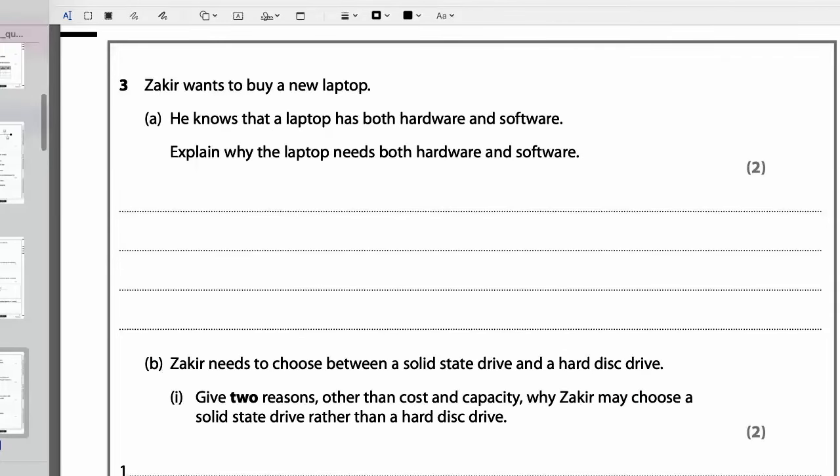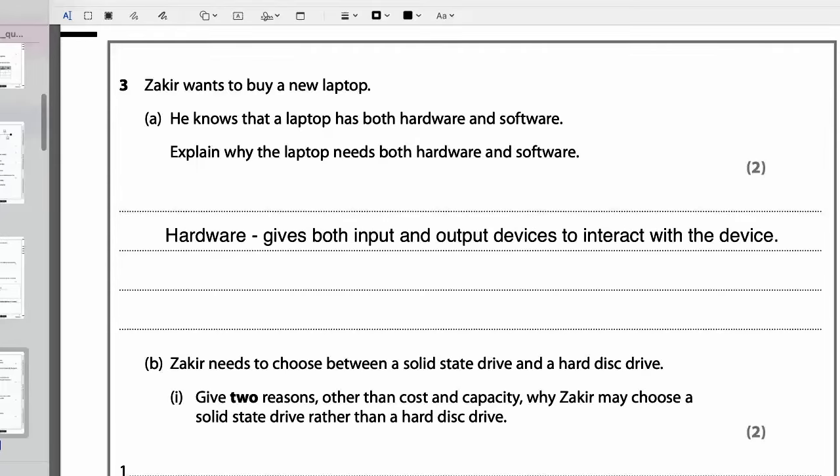Question 3. Zakir wants to buy a new laptop. A. He knows that a laptop has both hardware and software. Explain why the laptop needs both hardware and software. So hardware gives both input and output devices to interact with the device. Software is a set of instructions that controls the hardware.